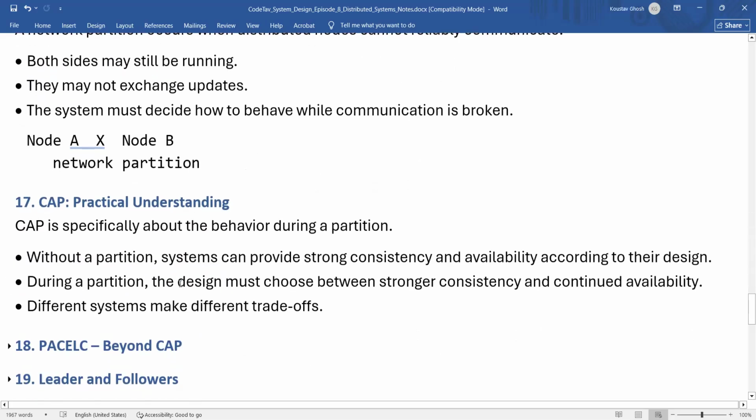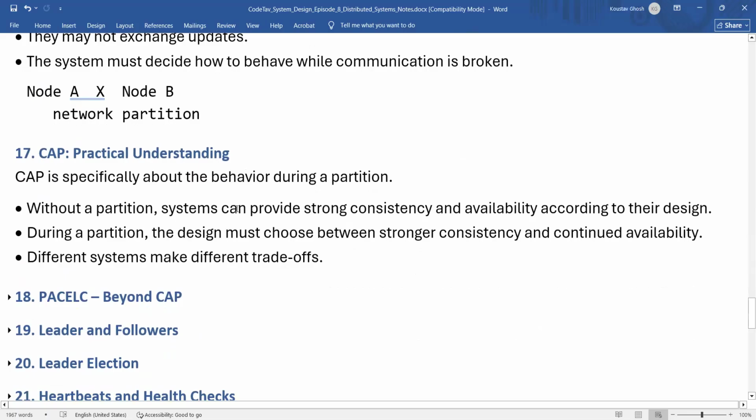Next is CAP practical understanding. Without a partition, systems can provide strong consistency and availability according to their design. During a partition, the design must choose between stronger consistency and continued availability. So different systems make different trade-offs.